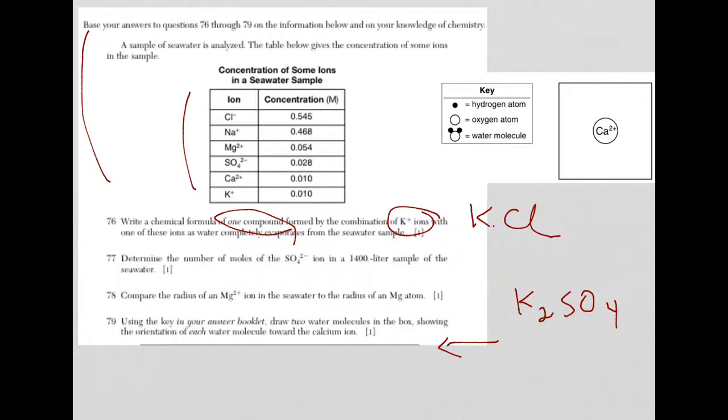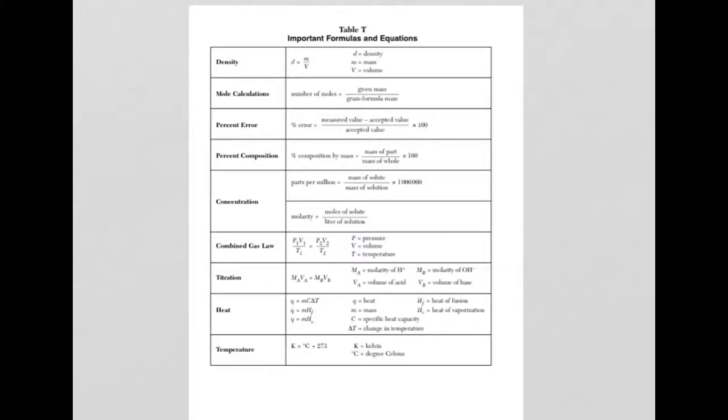Let's move to 77. It says, determine the number of moles of sulfate ions in this 1,400 liter sample. Well, you're dealing with moles and values here, that means we need to take a look at reference table T. Students get confused. There are two places where you see the word moles, one for mole calculations, and the other is for concentration, with moles of solute for molarity. How do you know which one to use? You've got to read the question.